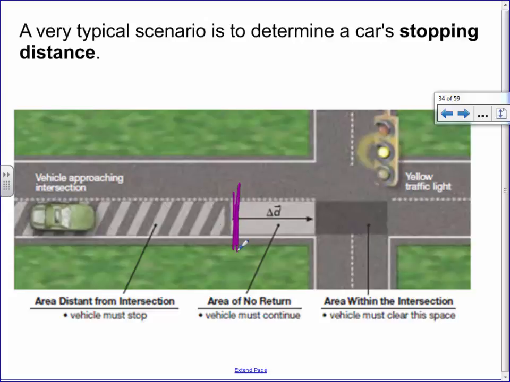You have all been through driver training before. When you're about to go through an intersection, you've been taught that you have to make a determination of where your cutoff point is, where either you gun it at that point, or you start hitting the brakes. You have to make a choice, right? You can't just be in no man's land.